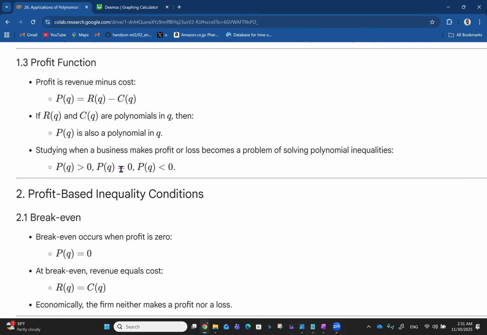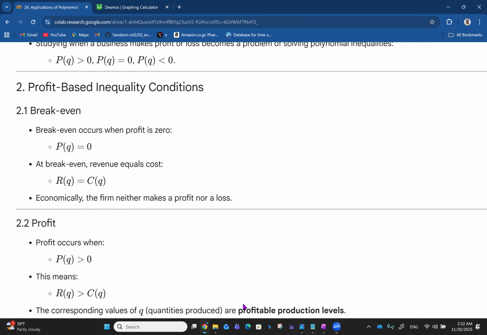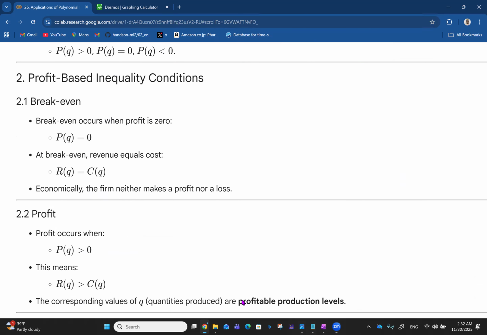So break-even occurs when profit is zero, P of Q is zero. At break-even, revenue equals cost. Because since profit is zero, R of Q minus C of Q is zero. That means the revenue is equal to cost at that point. So economically, the firm neither makes a profit nor a loss. At least it's better than losing, but it's worse than making a profit, but at least it's fair. Profit occurs when P of Q is greater than zero. This means R of Q is greater than C of Q. So the corresponding values of Q, the quantities produced, are profitable production levels. Anytime you make profit, the value of Q at that point is what you need to produce to make profit.